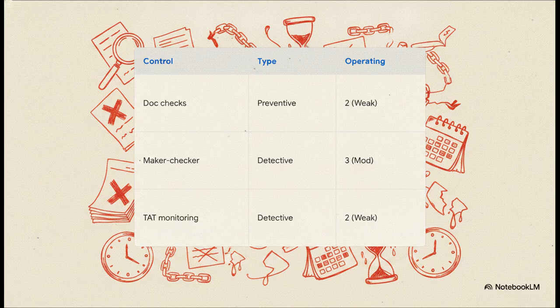But when they look at their existing defenses, they get a gritty reality check. They hit that expert gap we talked about, and they hit it hard. XYZ Life actually had controls in place. They had document checks and turnaround time monitoring, but because they were entirely manual and applied so inconsistently by the staff, their actual operating effectiveness was terrible. Document checks scored a weak 2 out of 5. TAT monitoring, also a weak 2.